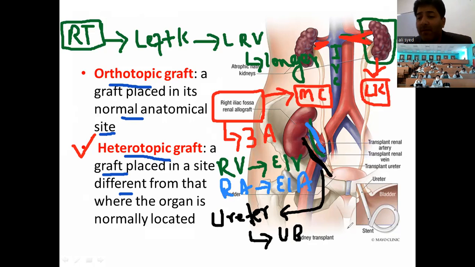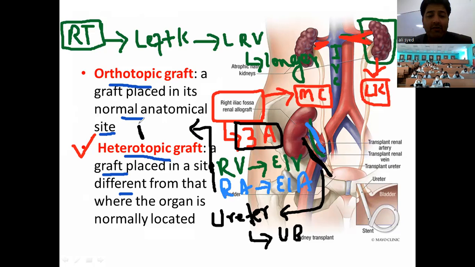So I am performing three anastomoses. Renal vein with external iliac vein, renal artery with external iliac artery, and ureter with the urinary bladder. For these two anastomoses of arteries and vein, I will use proline suture.